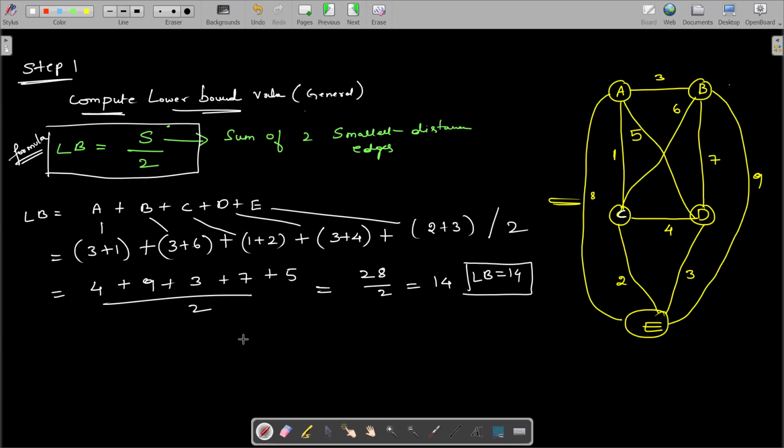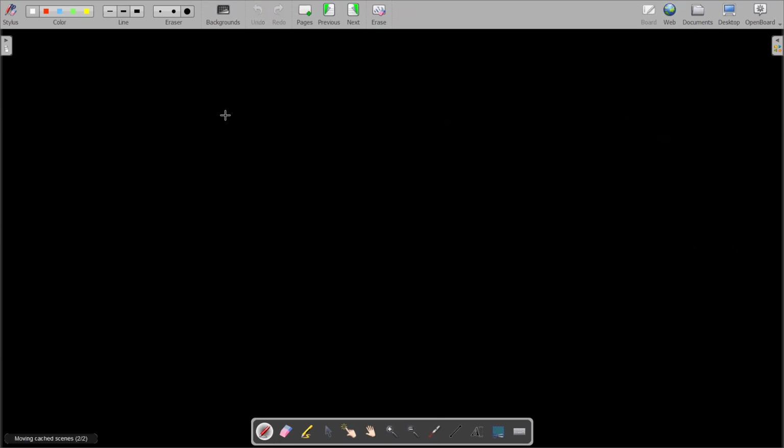And we are going to construct a state space tree. This is the 0th level or level 0. Initial state space tree is starting now. Please everyone observe here. So our state space tree looks like this. What is the value we got? Lower bound is equal to 14, right? So our state space tree initially looks like this.